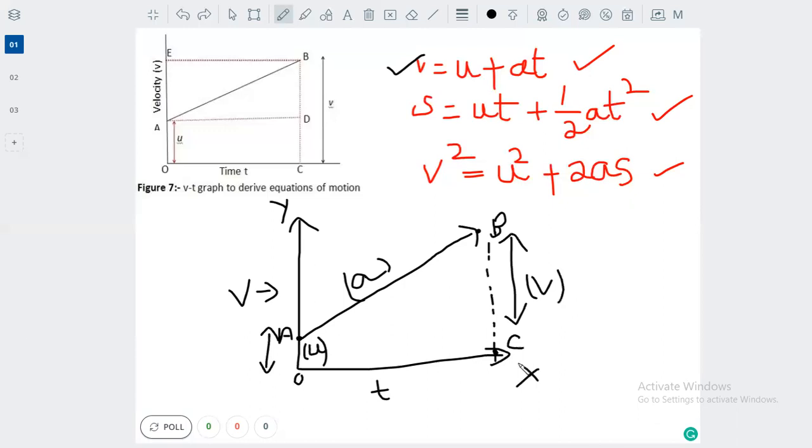Now we have to draw a line from A parallel to the time axis, and let us call it AD. From point B also, you have to draw a line completely parallel to the time axis, and let us name that point E. So this is what the graph says. This is the important graph you need to understand.